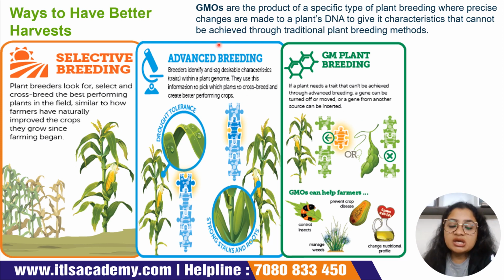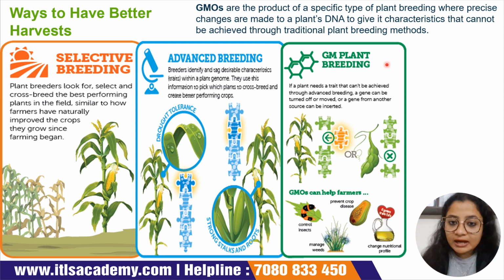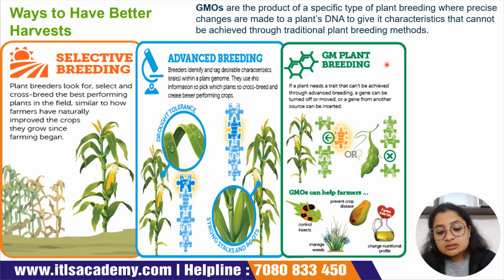So basically these GMOs, these genetically modified organisms, are the product of a specific type of plant breeding where precise changes are made to a plant's DNA to give it characteristics that cannot be achieved through traditional plant breeding methods. So that is the basic definition or the basic concept of a GMO. Something which is genetically modified means something which was not able to be achieved naturally, through natural plant breeding techniques. Okay, now let's focus.